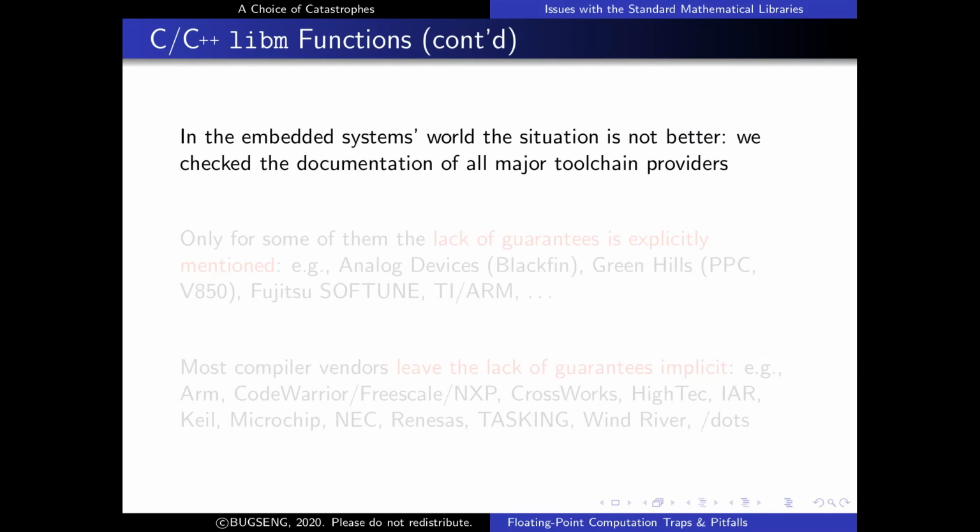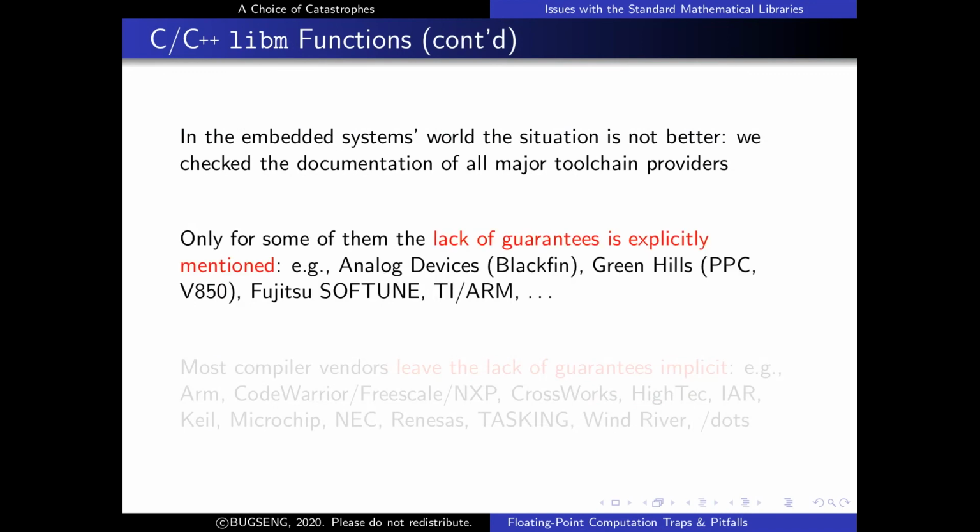And in the embedded system world, the situation is not better. We checked the documentation of all major toolchain providers. Some of them explicitly say in the documentation there is no guarantee. For example, the Analog Devices compiler for the Blackfin says that, Green Hills says that, Fujitsu Softune compilers say that, Texas Instruments and so on.